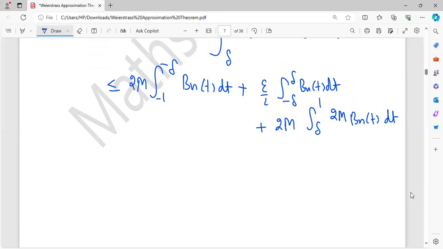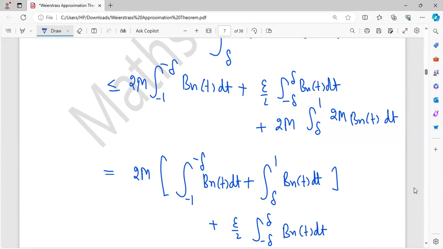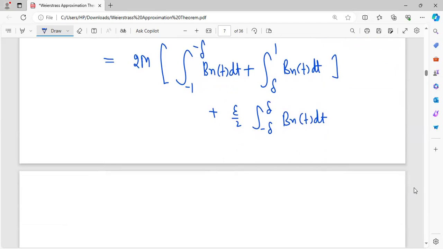Okay. So what we got? I can take 2m common. So I will get minus 1 to 1 minus delta, b n t dt, plus delta to 1, b n t dt. And what about this? Epsilon by 2, minus delta to delta, b n t dt. But I know that b n t is less than under root n, 1 minus t square to the power n, dt.